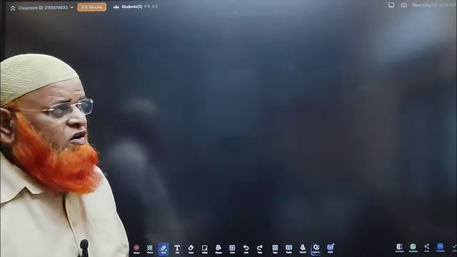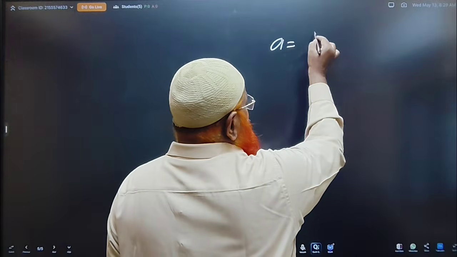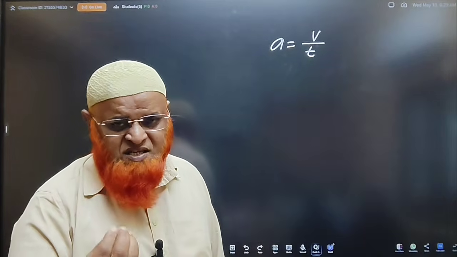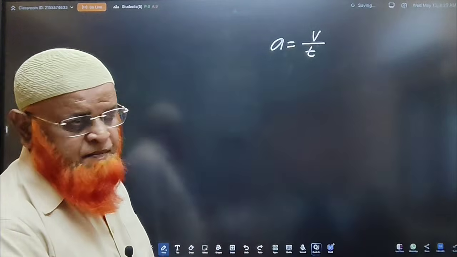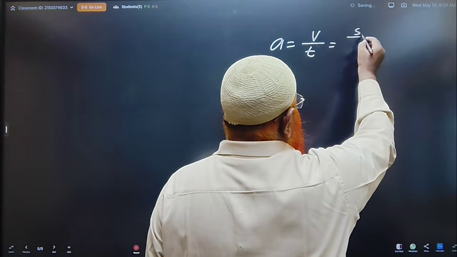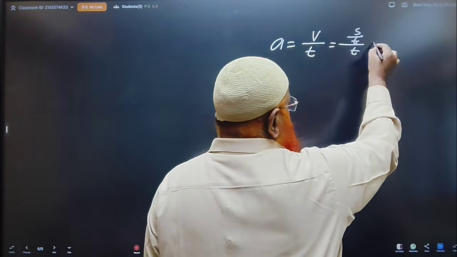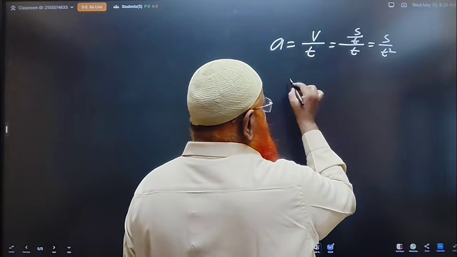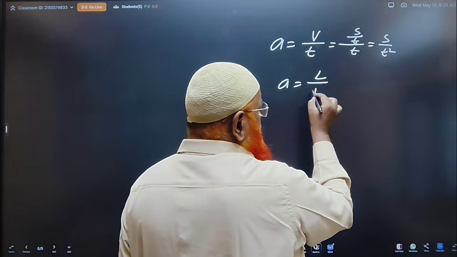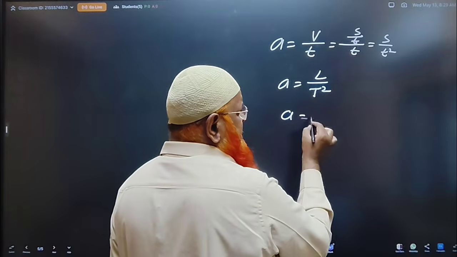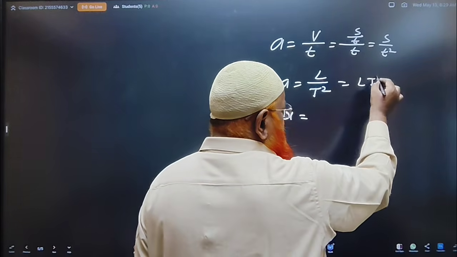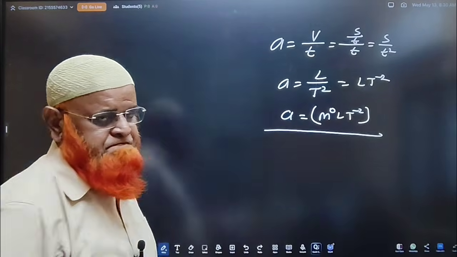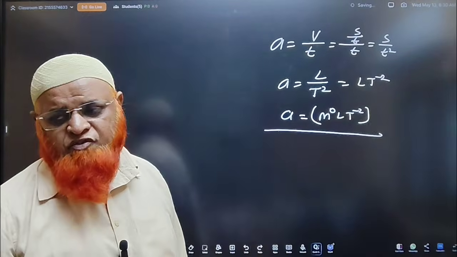Now, what is the dimensional formula for acceleration? See, acceleration is nothing but change in velocity by time. What is the formula for acceleration? Change in velocity by time. So we write v by t, and you know velocity can also be written as displacement by time, whole divided by time. So if t comes to the numerator, it becomes t square. So we can write acceleration as L, and in the denominator t square. So a can be written as L t power minus 2. Mass is not present, so M power 0 L t power minus 2. Like this we write. So the general formula is converted into the dimensional formula.